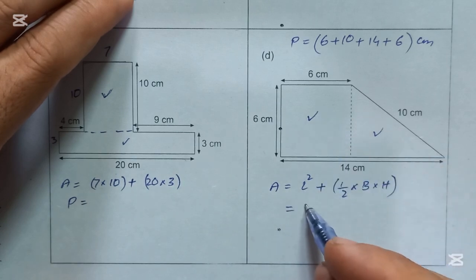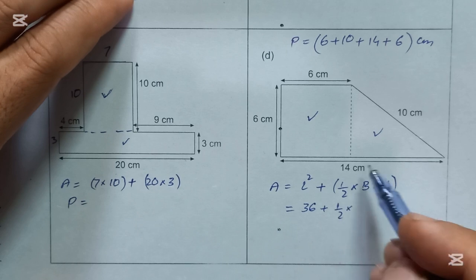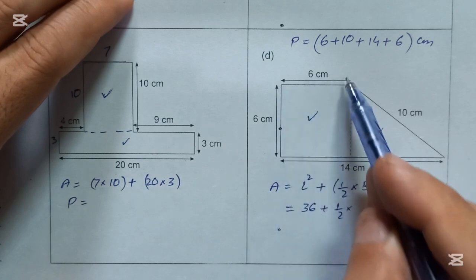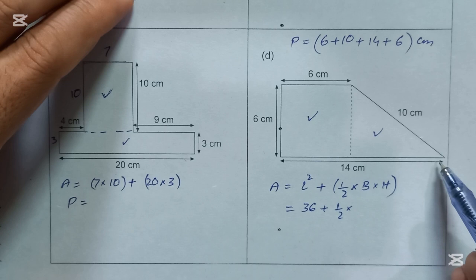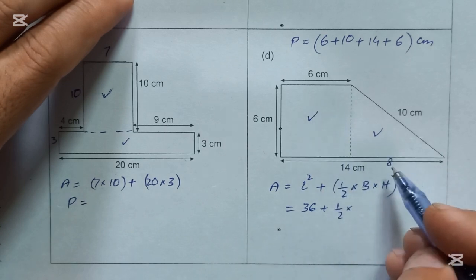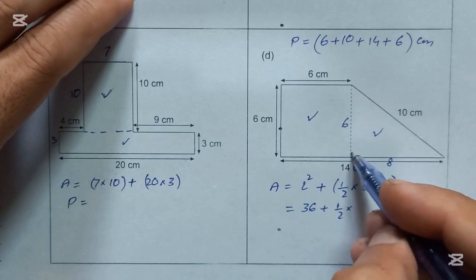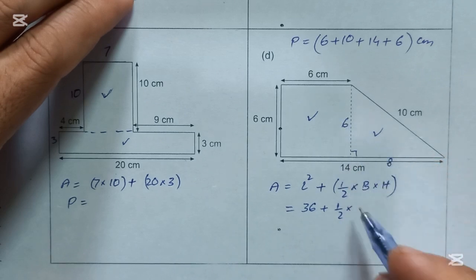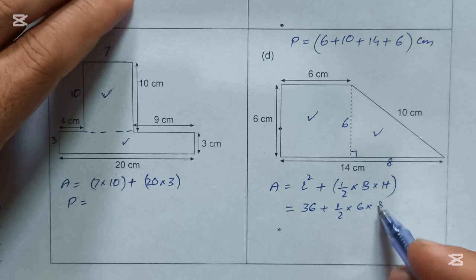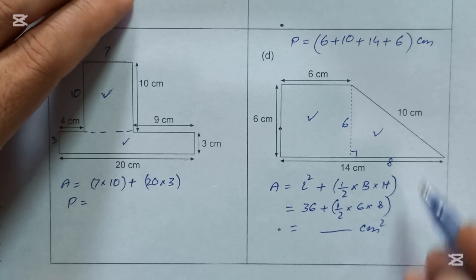L is 6, so 6 square is 36. Then 1 by 2 into base. So if this is 6, this total is 14. So 14 minus 6 will make 8. So this is 8 and this is 6. So here is the right angle. So 6 into 8. Now solve it on the calculator. You will get the answer. The unit will be square unit.